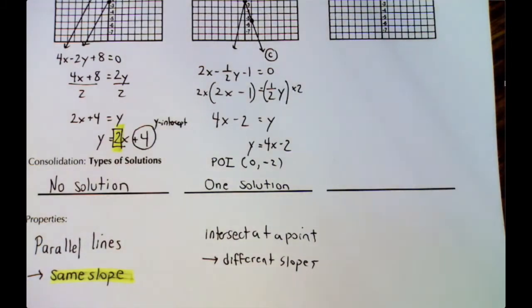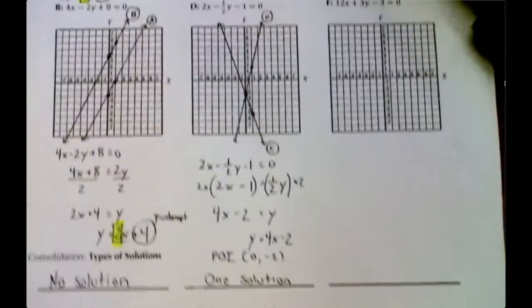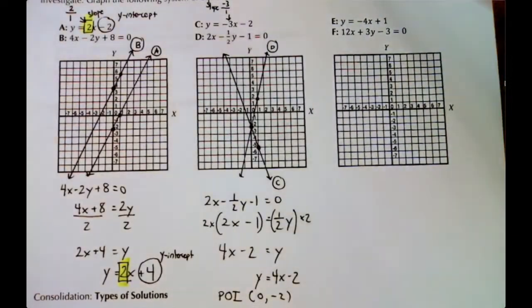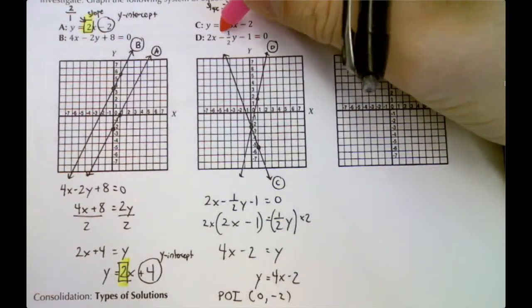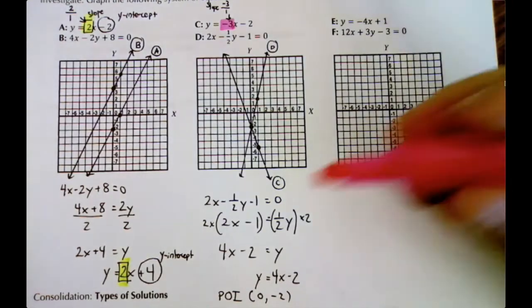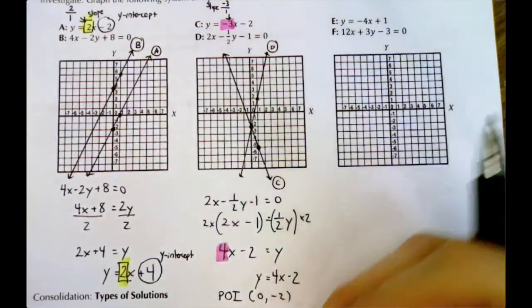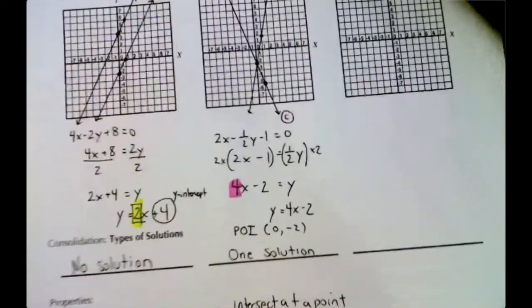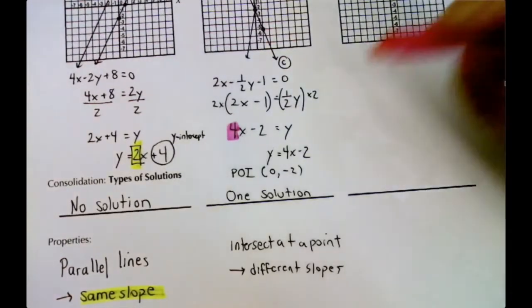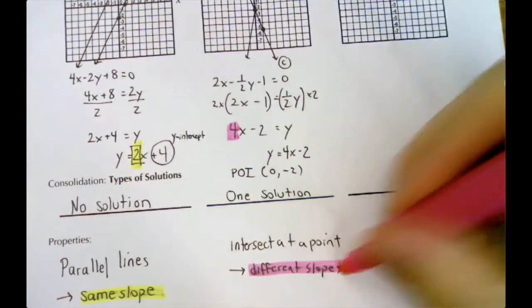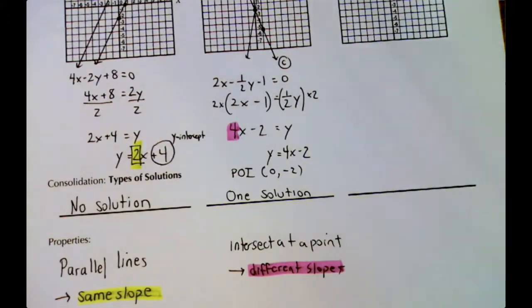So if we look here at the slopes of our two equations, our first one was negative 3. And our second slope was 4. So we have different slopes, negative 3 and positive 4. When we have different slopes, the lines will cross once.